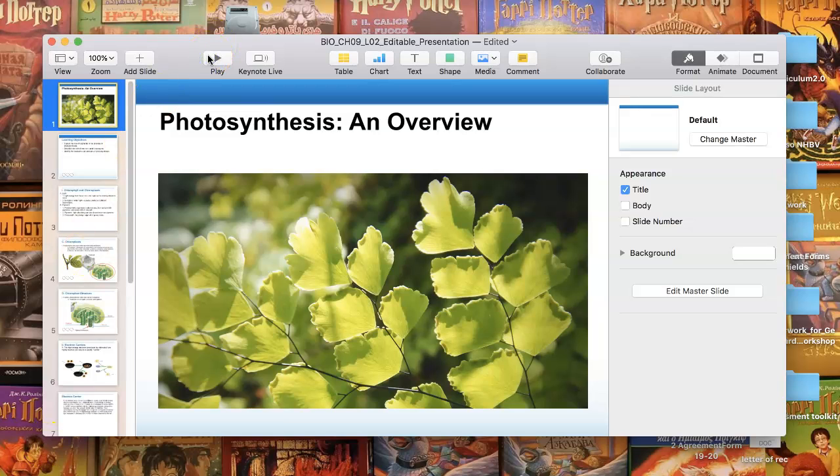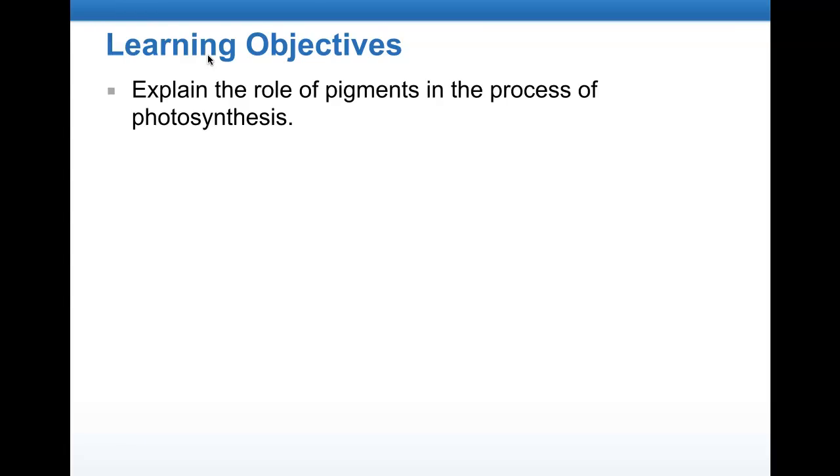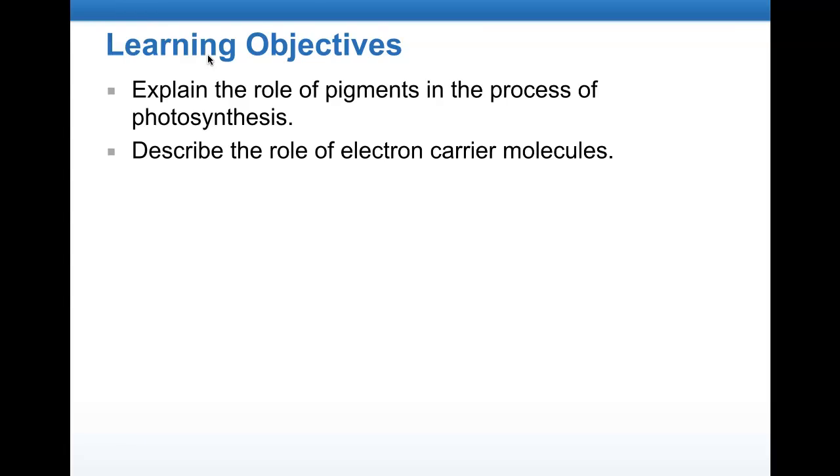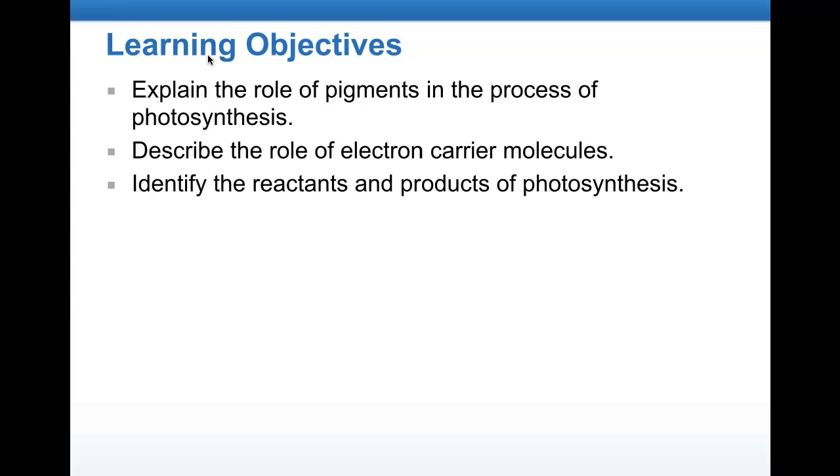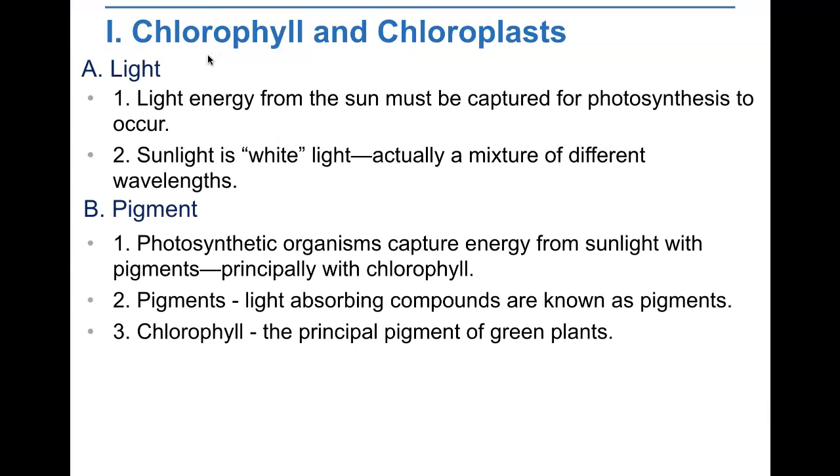Photosynthesis. Learning objectives. Explain the role of pigments in the process of photosynthesis. Describe the role of electron carrier molecules. Identify the reactants and products of photosynthesis.